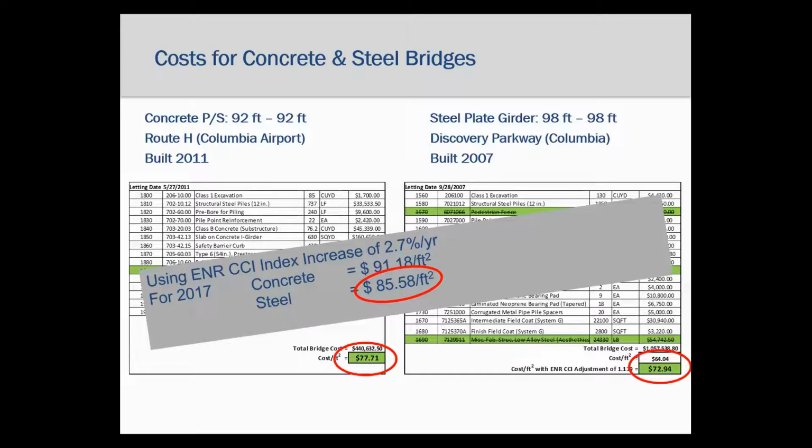So to account for the age difference and inflation, an Engineering News Record construction cost index of 2.7% per year was used to bring the cost of both of the bridges up to a common year of 2017. And we see that the steel bridge was less cost at $85.58 per square foot than the concrete bridge at $91.18.